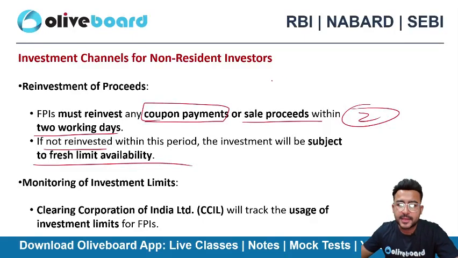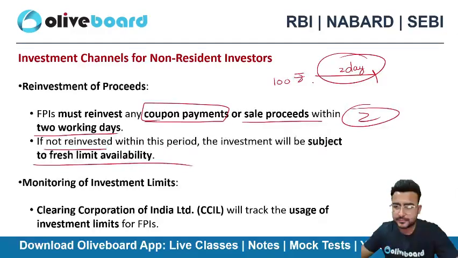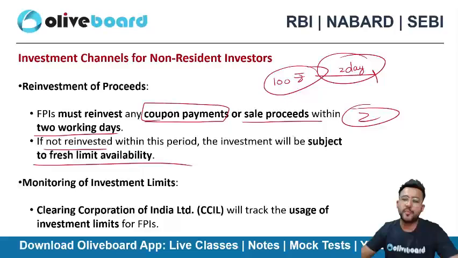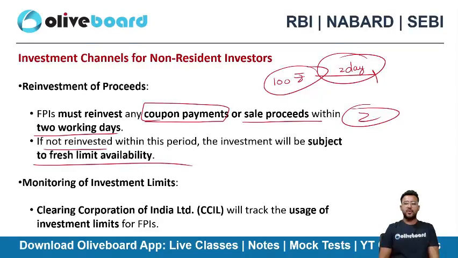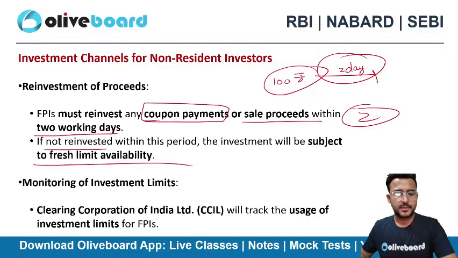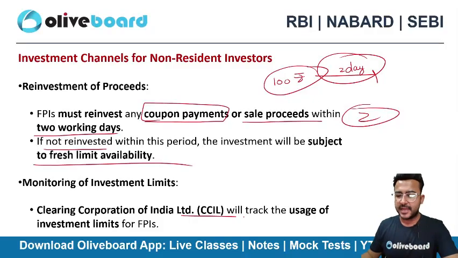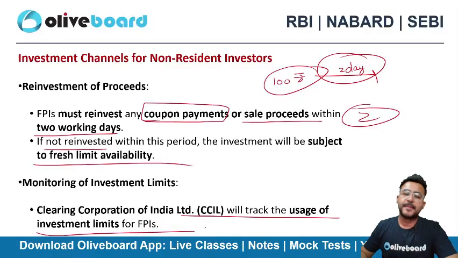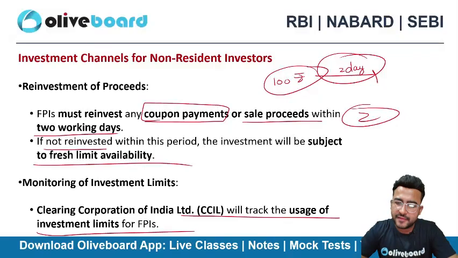Let's suppose I received 100 rupees. So if I don't invest within 2 working days, and after 2 working days I invest this 100 rupees, now my limit will get exhausted. अगर 2 दिन के अंदर अंदर कर देता तो limit exhaust नहीं होती, इसको पुराना investment ही माना जाता. Who will be monitoring? Obviously the Clearing Corporation of India, CCIL, will be tracking the usage of the investment limits for FPIs here.